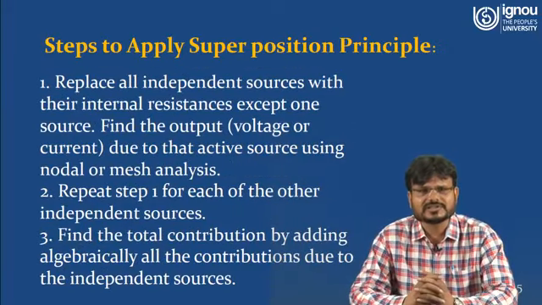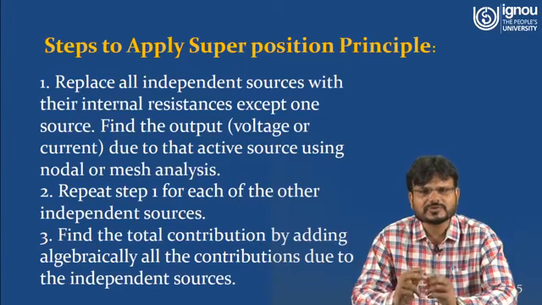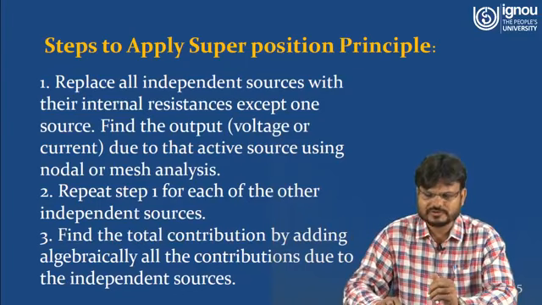So what are the different steps to apply the superposition theorem? The first step is to replace all independent sources with their internal resistances except one source. Find the output, either voltage or current, due to that active source using nodal or mesh analysis. Then the second step is to repeat step 1 for each of the other independent sources. That means you consider one source at a time and replace the remaining sources by their internal resistance. Then find the total contribution by adding algebraically all the contributions due to the independent sources.